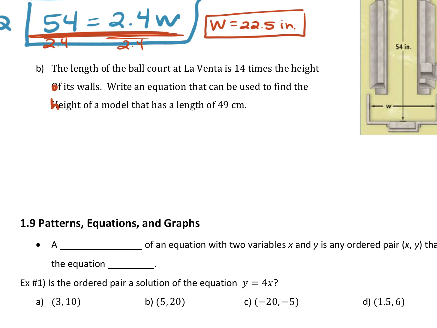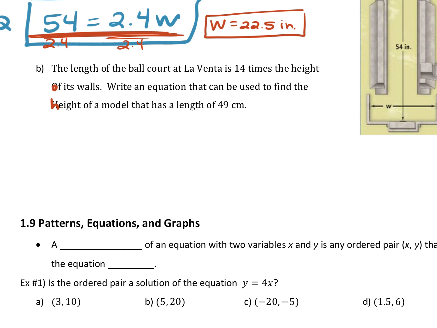Anybody else want to give it a go? Yeah, Katie. I did L equals 14 times H, and then I plugged in 49 for L, so 49 equals 14 times H, and then I solved it, and I got H equals 25. Oh, I got that too. I just mixed up the variables.